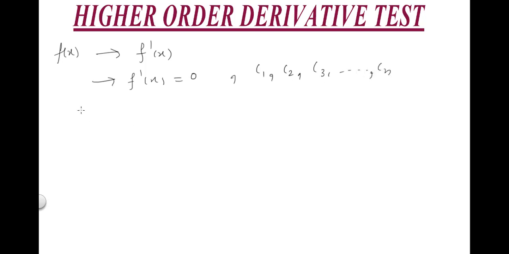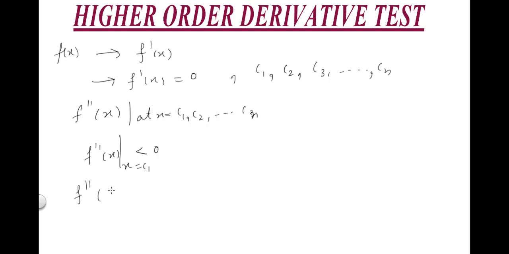Clear? Then you are going to find out the second order derivative of f(x) at point c1 or c2 or c3, whatever you want to check on. Clear? Now if your second order derivative is less than 0, suppose it came at x equal to c1, so I can just write f double dash c1, that means the second order derivative at this point is less than 0. Then we call this point c1 the point of local maxima or local maximum.